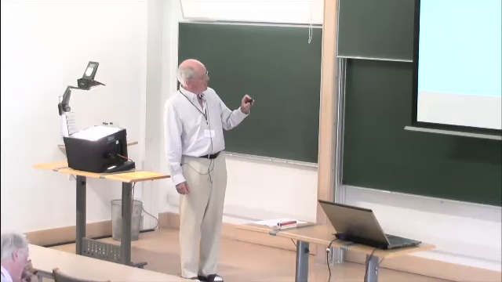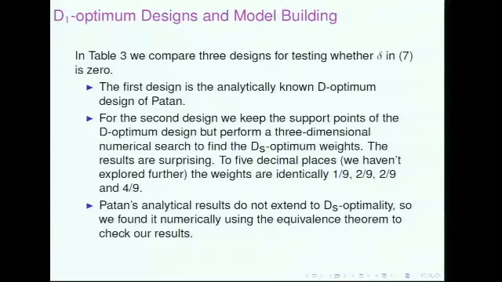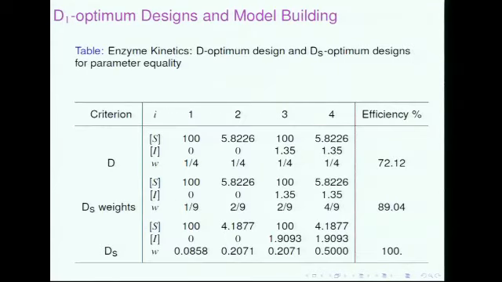So in this table we have some designs, and we compare them. The first is the analytically known D-optimum design for the 4-parameter model. For the second design, we keep the points of the design, but perform a three-dimensional numerical search to find the DS optimum design. We're only interested in delta, so we just want to look at that subset of the parameters. We can't find those analytically, so we have to find them numerically. This is the kind of thing that we get.